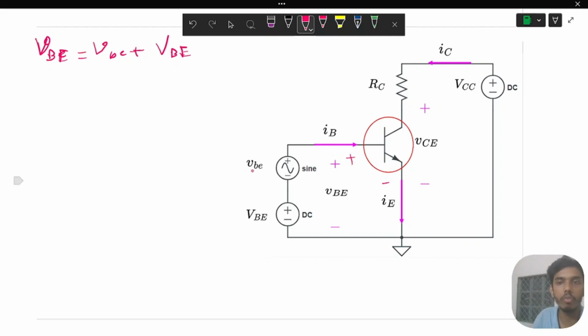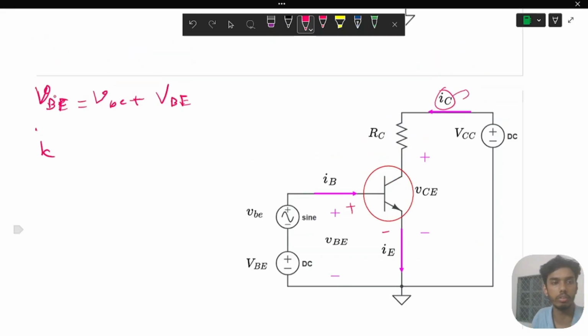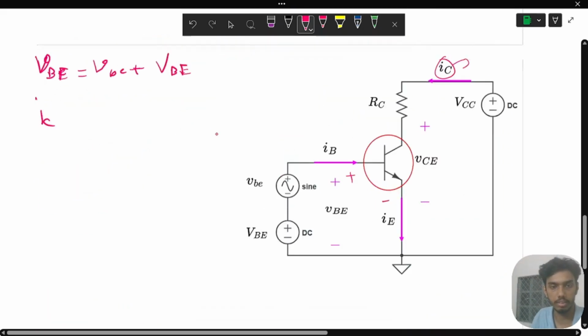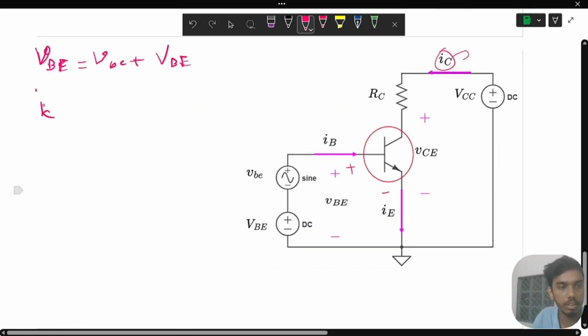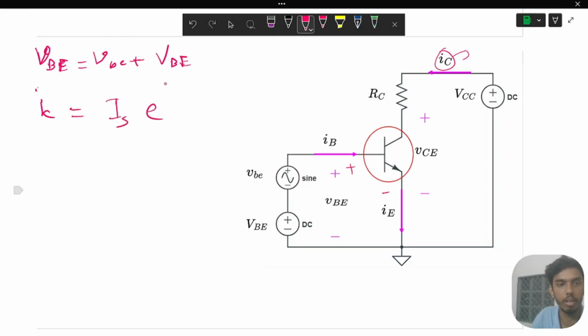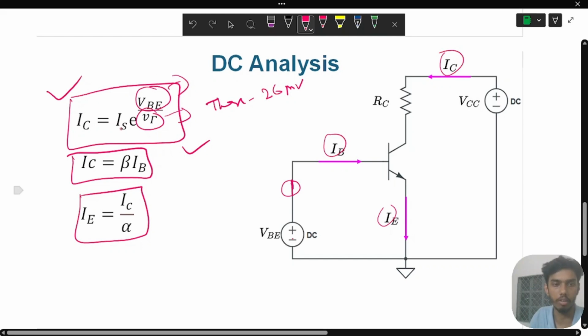Okay. Now, if you want to calculate the IC current, or collector current, we'll use this equation just for this case. So i_C, small i and capital C, will be I_S, the saturation current, to the power v_BE by V_T. I think everything is clear up to this point. This is very simple. We're just using the diode current equation here.